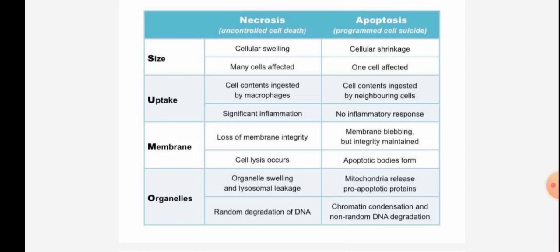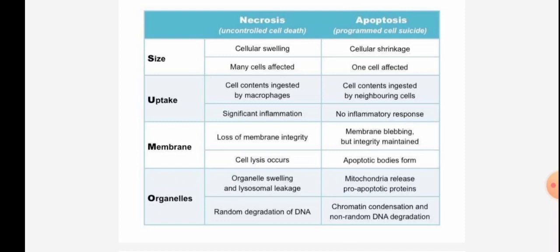In uptake, in necrosis the cell contents are ingested by macrophages; in apoptosis, cell contents are ingested by neighboring cells. Significant inflammation happens in necrosis. No inflammatory response happens in apoptosis. In membrane, loss of membrane integrity happens in necrosis. Membrane blebbing occurs but integrity is maintained in apoptosis. Cell lysis occurs in necrosis. Apoptotic bodies are formed in apoptosis.